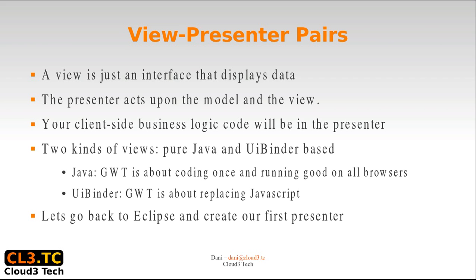Well, there are two kinds of views you can use: pure Java based and UiBinder based. With the Java option, which was the first option available in GWT, you will do all your layout, all your widgets, everything that's on the screen is instantiated in Java. You don't touch HTML code at all. And this is good because you only code once and it will run well at all browsers supported by GWT.